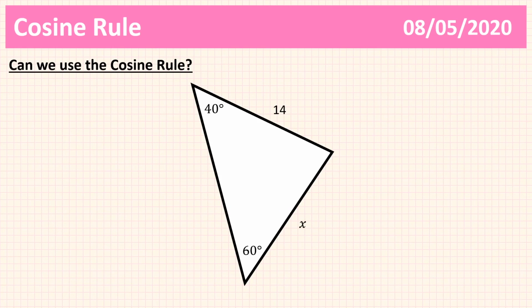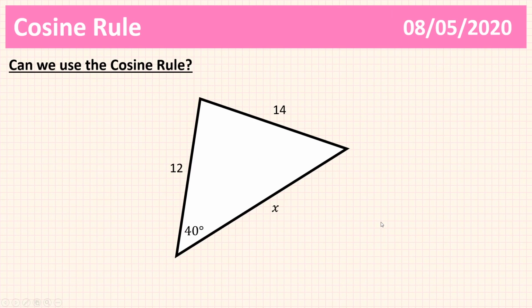Okay, and your last one? The answer is no. Once again, we need 3 sides and 2 angles. In this question, we would use the sine rule because I've got an opposite side and an opposite angle. And the last one.